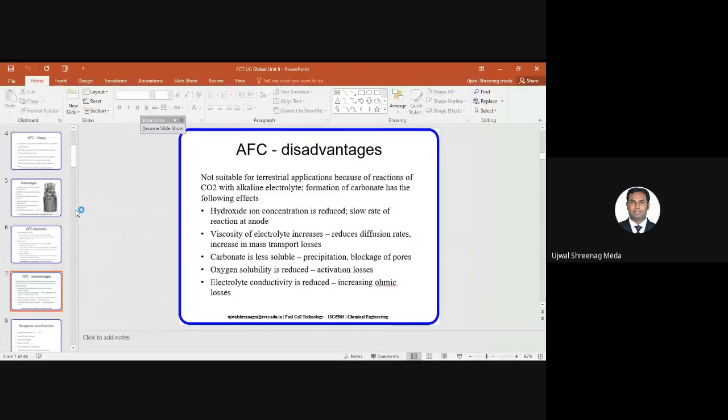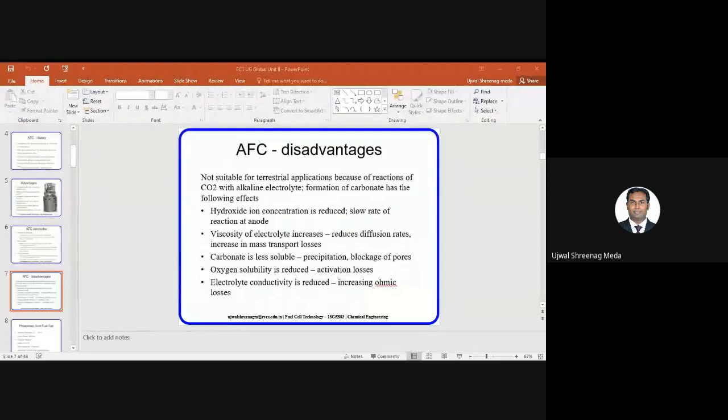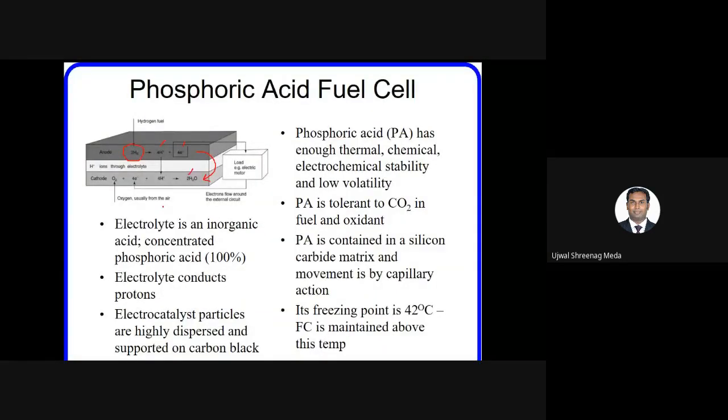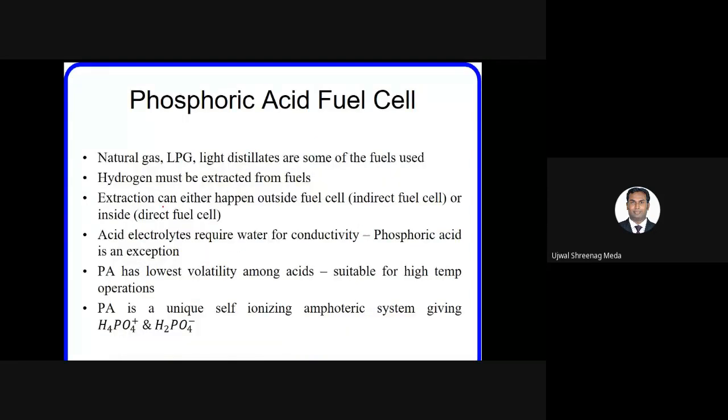Are you still able to see the slides? Yes, sir. Okay. Just a minute. Is it in the slideshow mode or not? Hello, are you guys there?